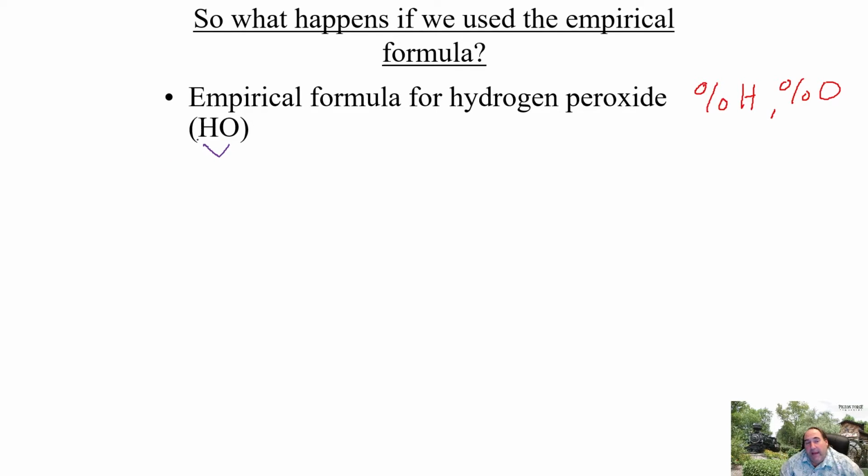We're going to get the molar mass here of HO, which is our empirical formula. So that is 1 hydrogen at 1.008 grams per mole, plus our 1 oxygen, which is 16 grams per mole here. And that gives us a molar mass for our empirical formula of 1.008 plus 16, 17.01, we'll call it.